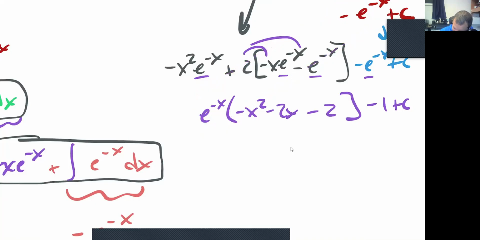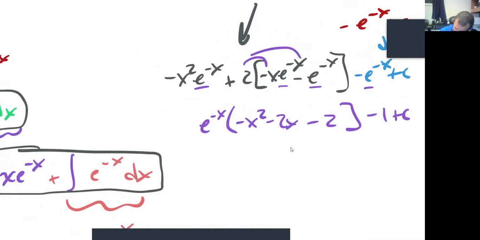This thing's not erasing. Actually, I could probably combine some stuff. Yeah, we could have combined this 2 e to the negative x with another one. That would have been minus 3 e to the negative x. So this would just be a minus 3 if we wanted something along those lines.